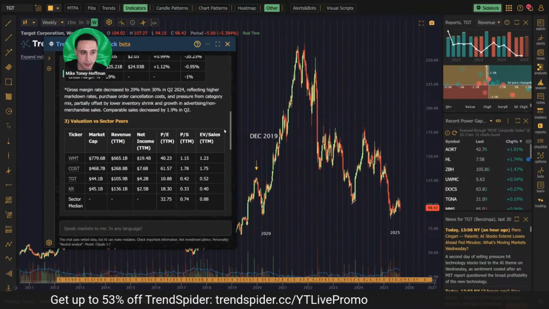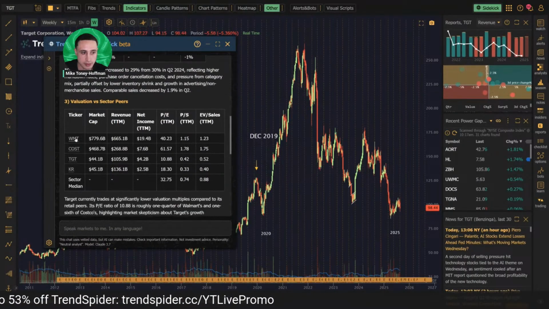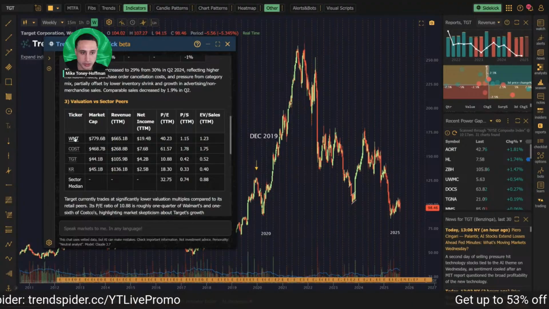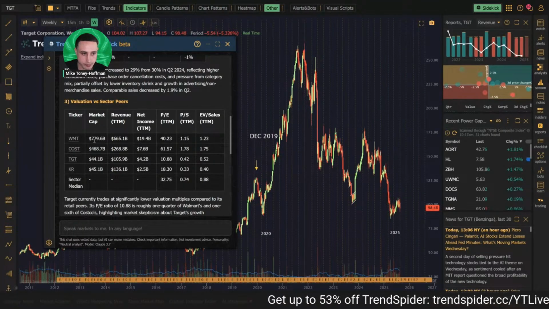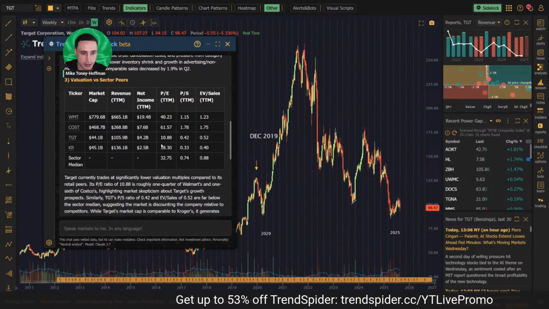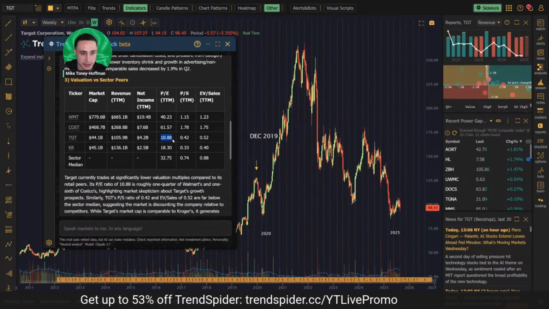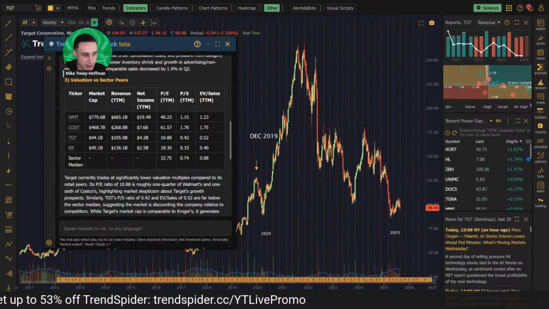Let's do some competitive analysis here. It automatically pulled its competitors. It pulled Walmart, Costco, and Kroger. And let's take a look here. So Target's PE ratio right now is 10.88. That is kind of insane.